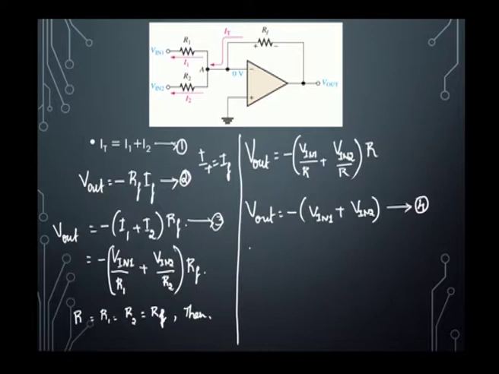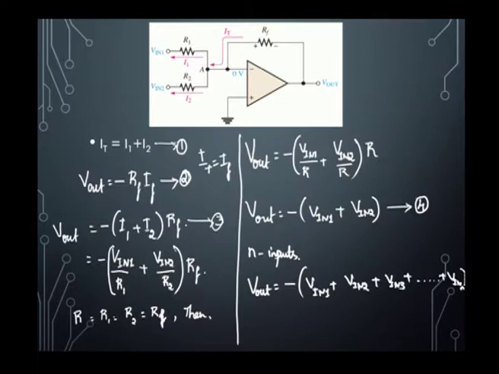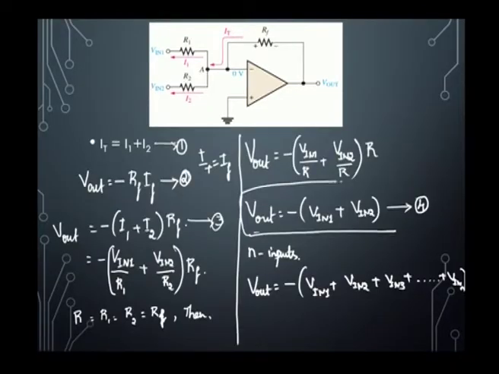So, if n inputs are given to a summing amplifier, what will be the expression? The expression for n inputs will be Vout is equal to minus of (Vin1 plus Vin2 plus Vin3 till Vin n). This is what we will get for n inputs, and this gives the expression for a 2 input summing amplifier.